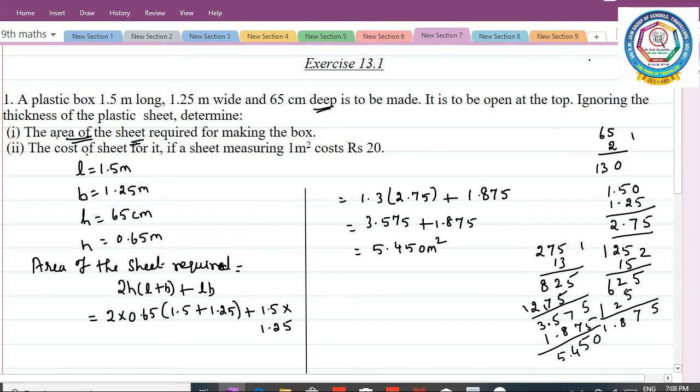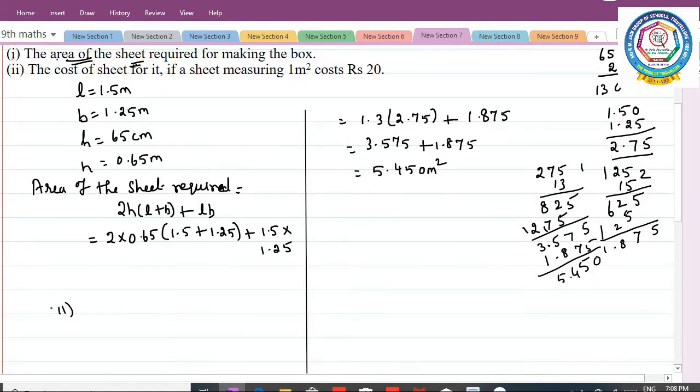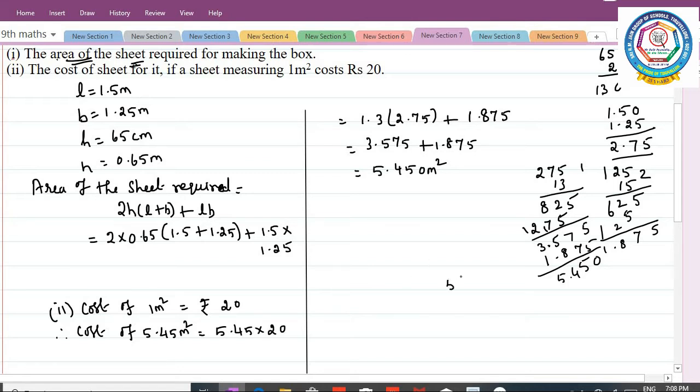Next I have to find out what is the cost of the sheet required. Therefore, cost of 1 meter square is given, rupees 20. But how many area we have? How many meter square we have? 5.45. Therefore, cost of 5.45 meter square equal to 5.45 into 20. So again we have to multiply, 545 into 2, ordinary multiply.